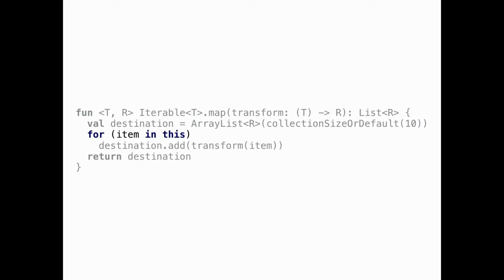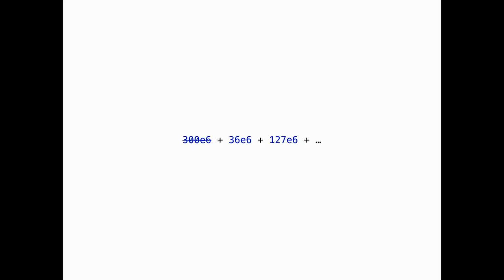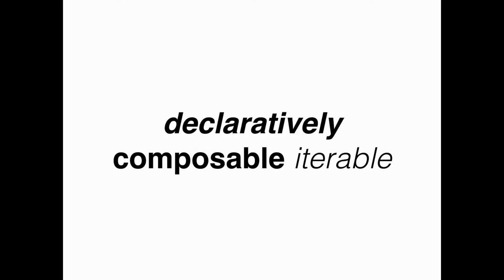So that's what's happening there. And so yeah, we can do the same thing that we did in JavaScript with Kotlin, except we can do it with an iterable, so it's more abstract, right? We can do it with any kind of collection. And so that's what we see here. Again, we're filtering out the United States, we don't like it. We're mapping to populations, we're reducing to get the total, it gets us this thing. Okay, so that's declaratively composable iterables.